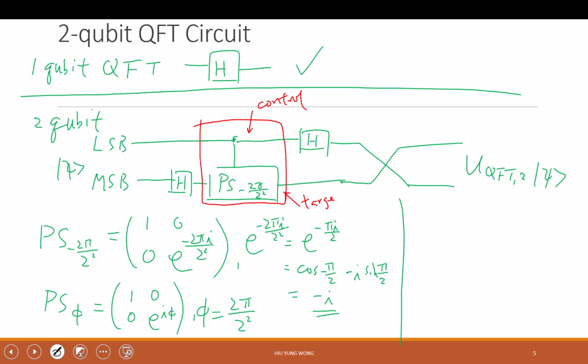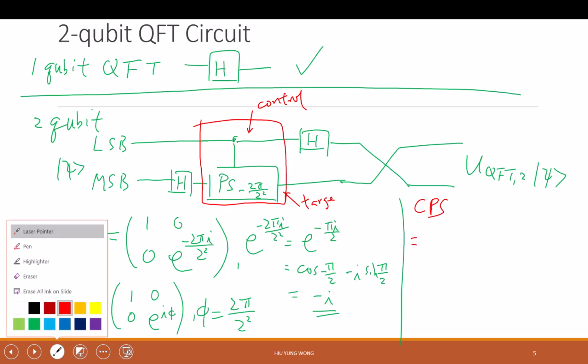So what does this control phase shift gate look like? If you remember, what's the meaning of control? If the least significant bit is 0, you do nothing. If the least significant bit is 1, then you apply the phase shift gate. But for the control phase shift gate, you only get the phase shift when the target qubit is 1. So only for the 1, 1 situation will you get the phase shift.